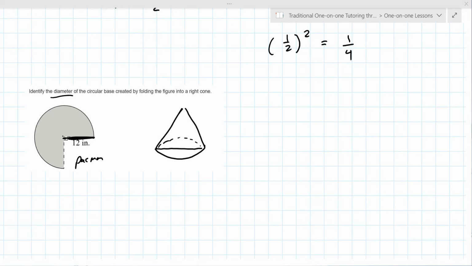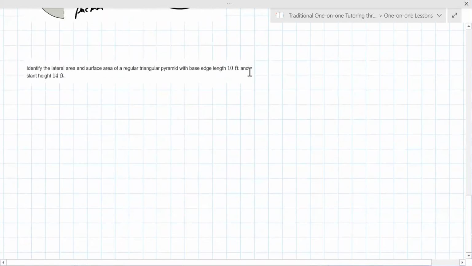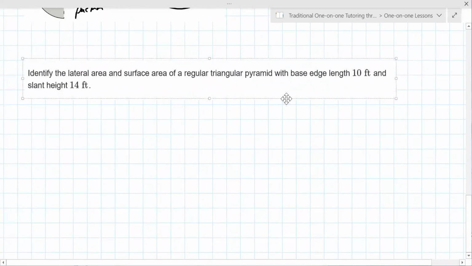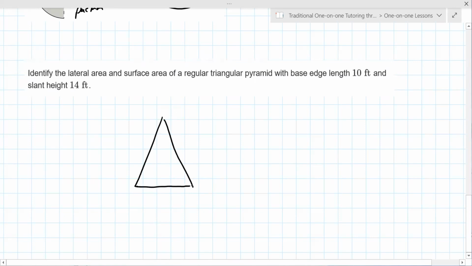All right, so the next questions here are actually, we'll move to pyramids first. Okay, so it says identify the lateral area and surface area of a regular triangular pyramid with base edge 10 feet. So these are really tough to draw, but I'm going to do my best to draw it here.